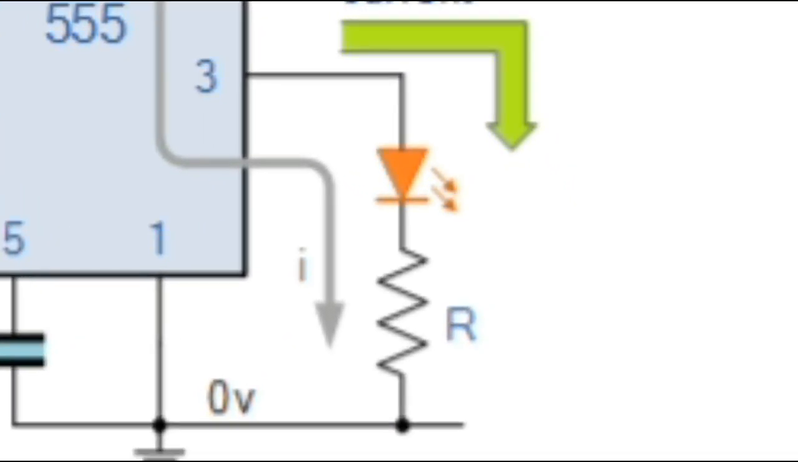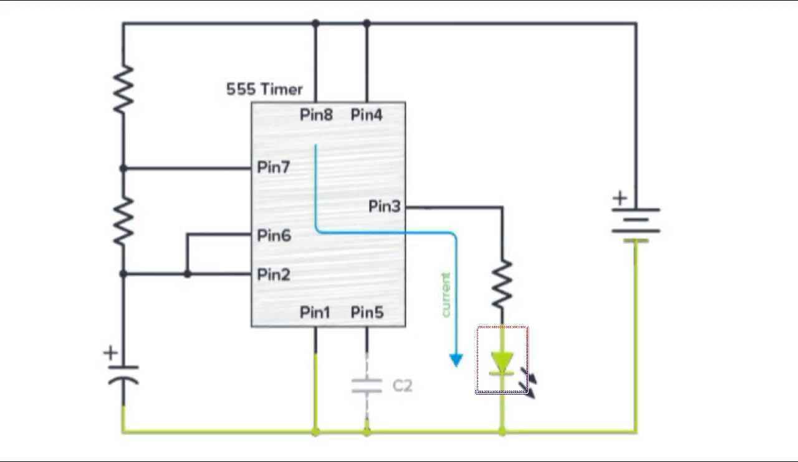And this circuit shows that the LED is connected between the output pin 3 and ground, 0V. This means that the current will source, supply, or flow out of the 555 timer's output terminal, and the LED will be ON when the output is high.